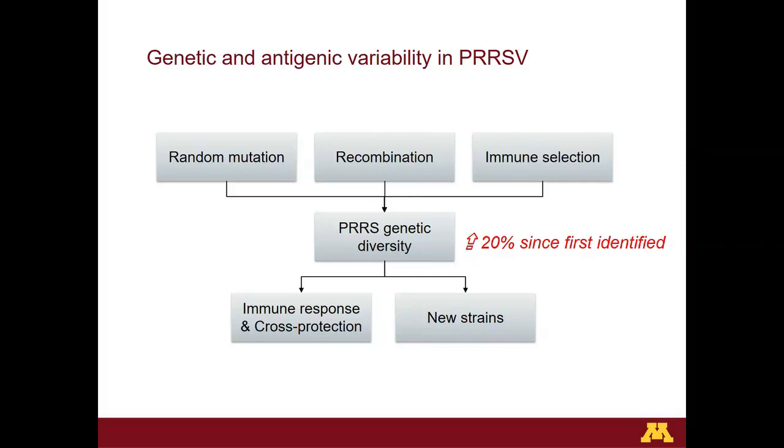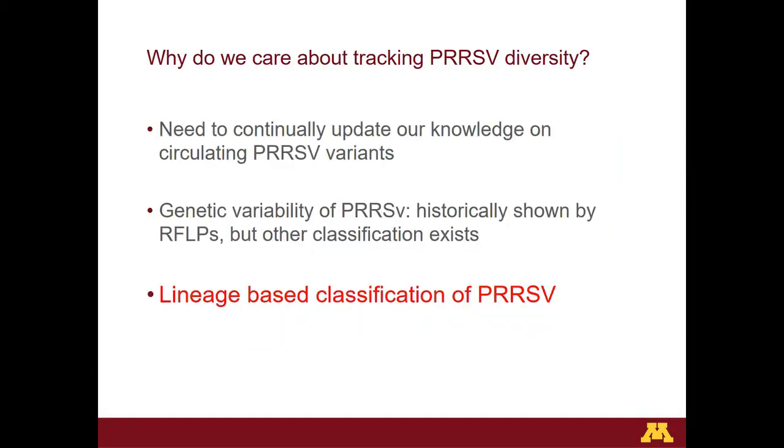Talking about PRRS genetic diversity, from the first time that PRRS got described, genetic diversity increased by more or less 20% if we're talking about R5 only. So it's a challenging virus to work with. Again, going back to one of the slides that Mariana presented before, why do we care about tracking PRRS diversity?